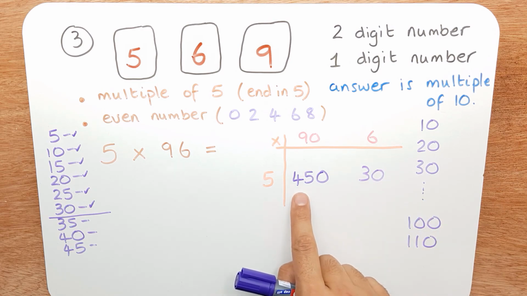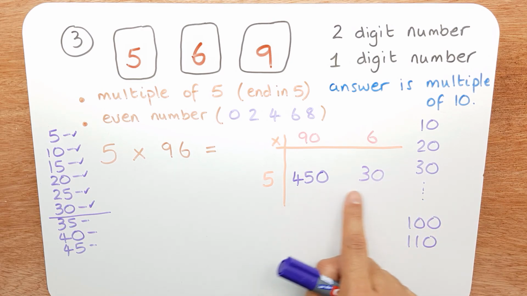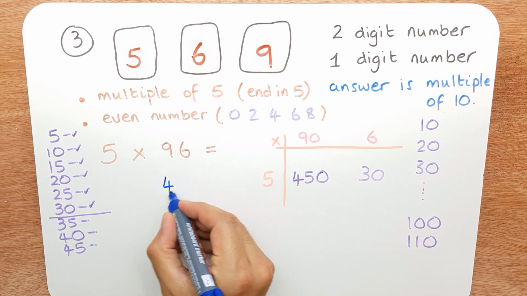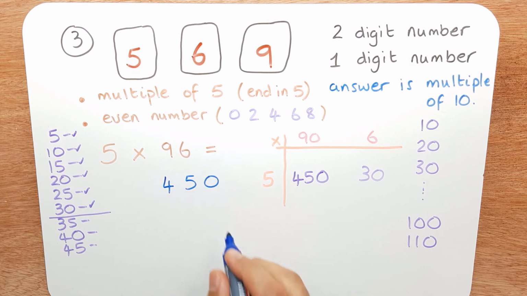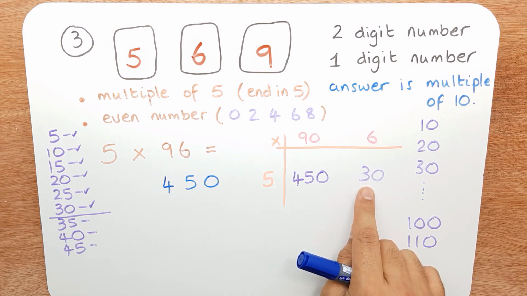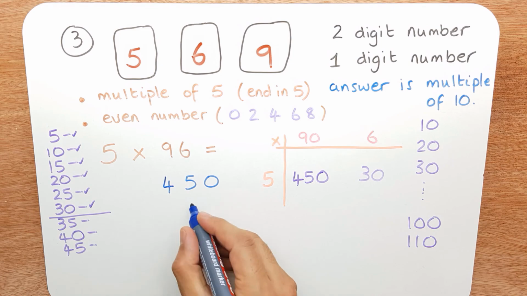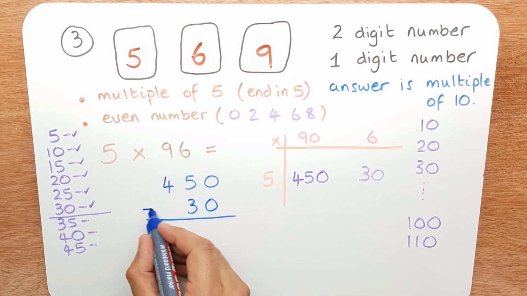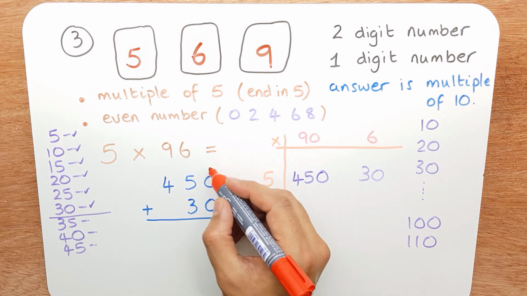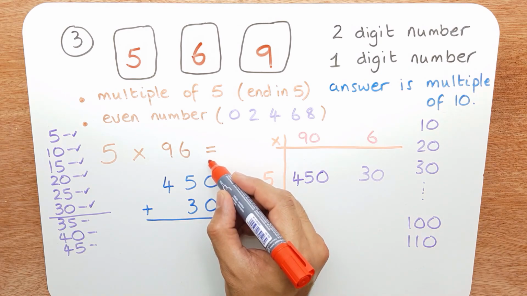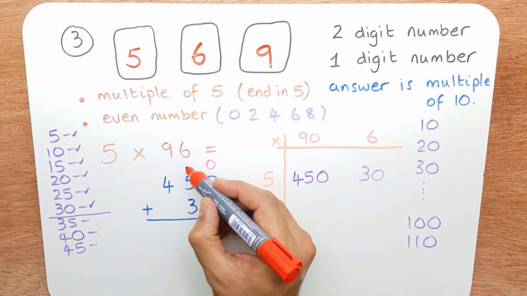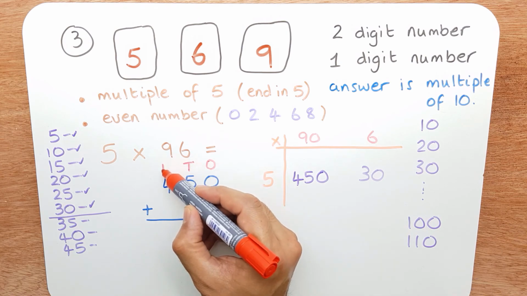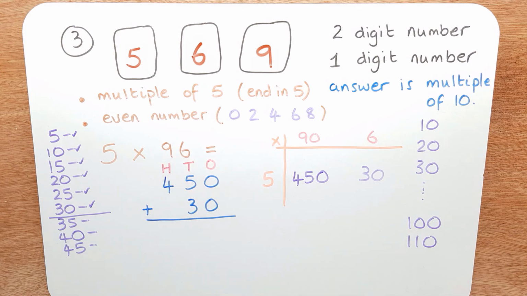Now what I want to simply do is just add these two numbers. So let me do it as column addition here. 450. And I have to carefully line this 30 up. So 3 goes in the tens column and 0 in the ones column. So I simply add these two. Let me quickly label this up. This is the ones column. This is the tens column. And this here is the hundreds column.